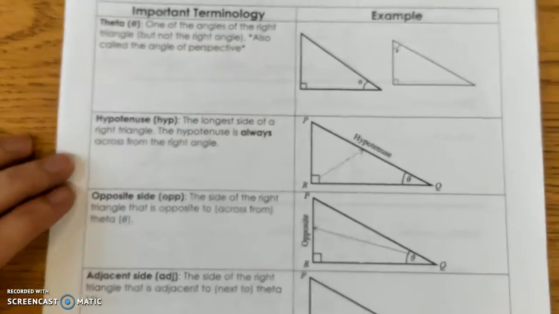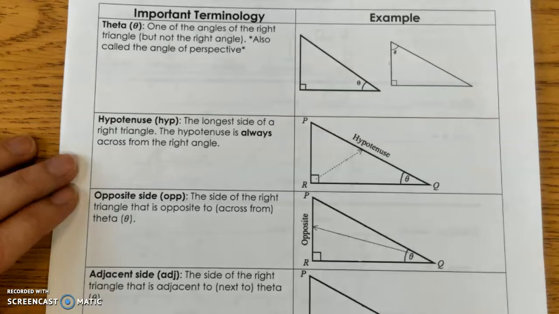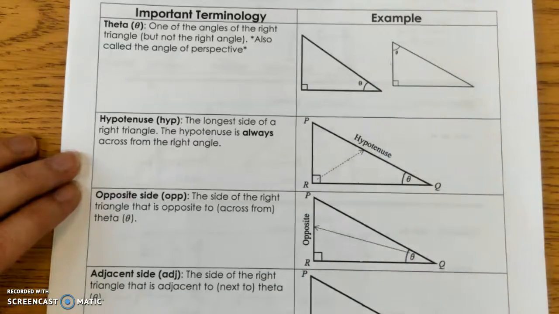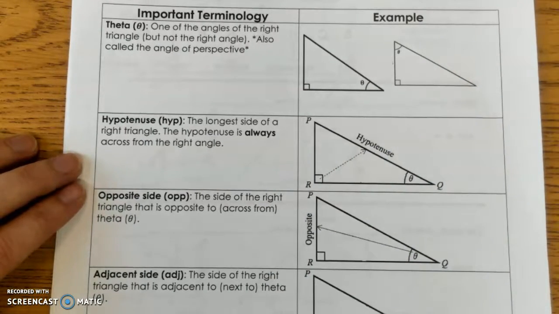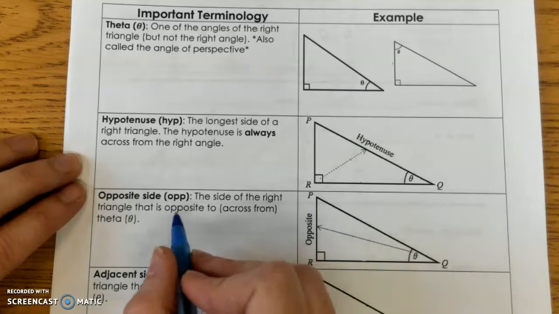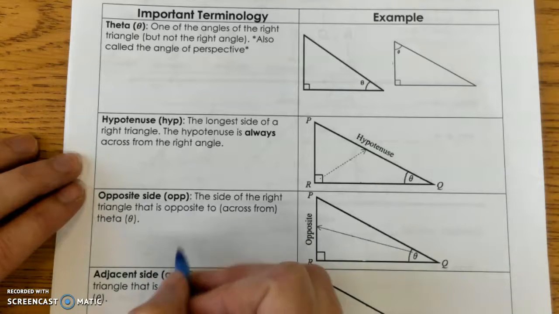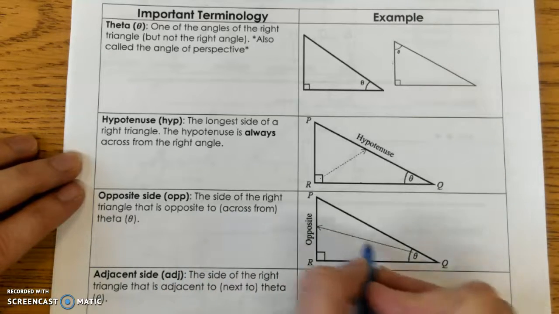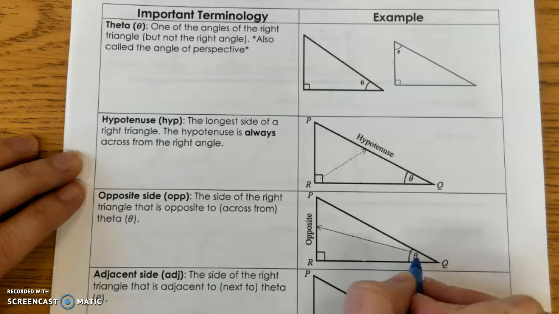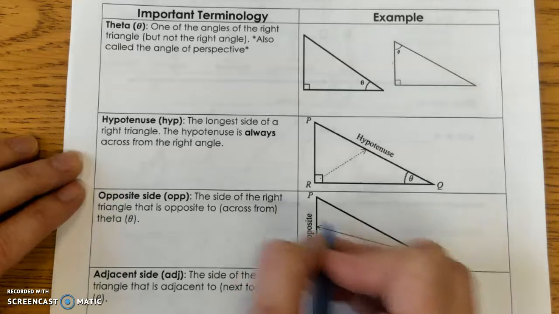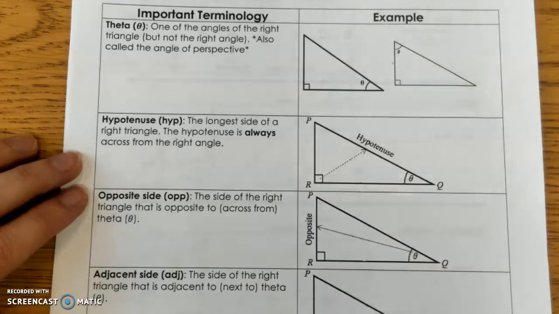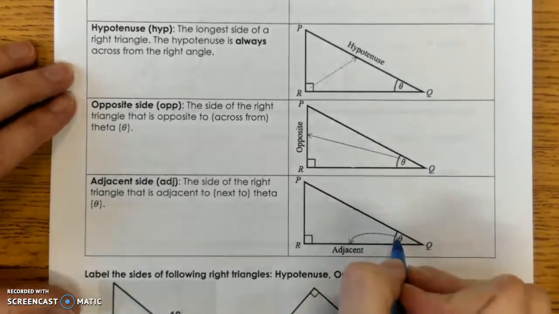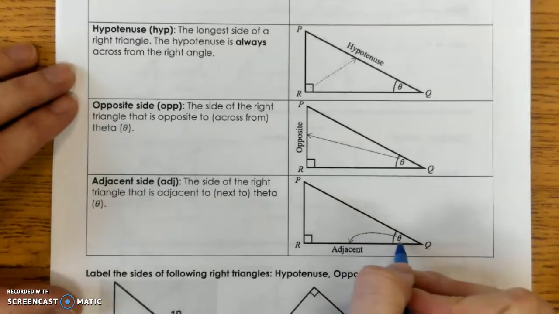Hypotenuse, the longest side of a right triangle, and it's always right across from the right angle. Now we've got names for the two other sides, the legs. We've got opposite and adjacent. Opposite means across, right? So it's the side that's across from the theta. That's why it's important to label theta first, because opposite is across from it. Adjacent means right next to. So the adjacent side is the one right next to the theta.